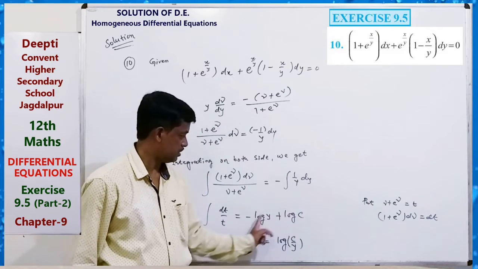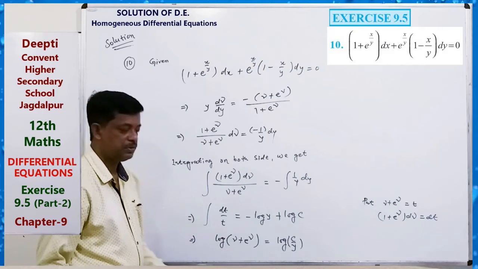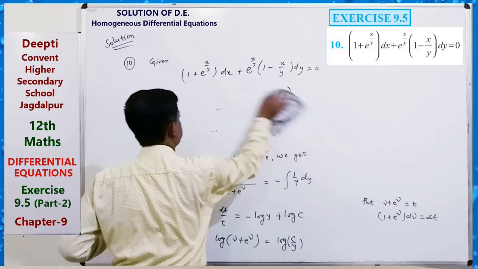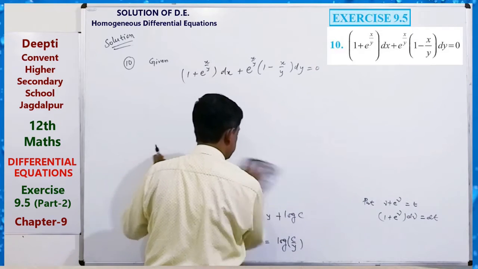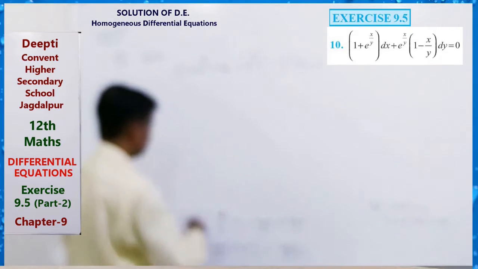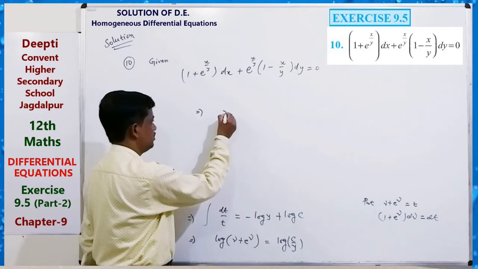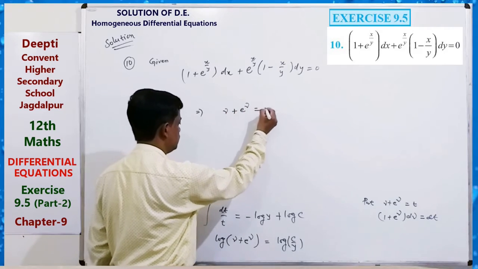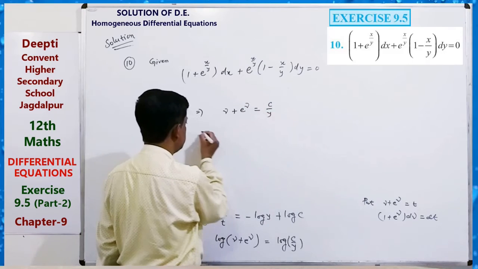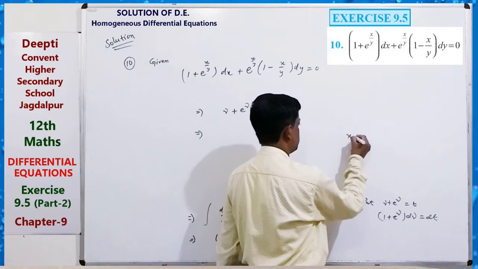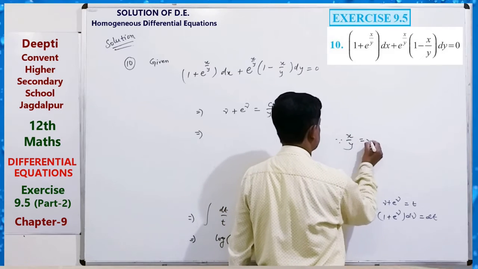Log c minus log y. Log a by b, log c by y. Now after this line, we just have to solve it to the end. Here log v plus e to the power v equals c upon y. Now v means x by y equals v.